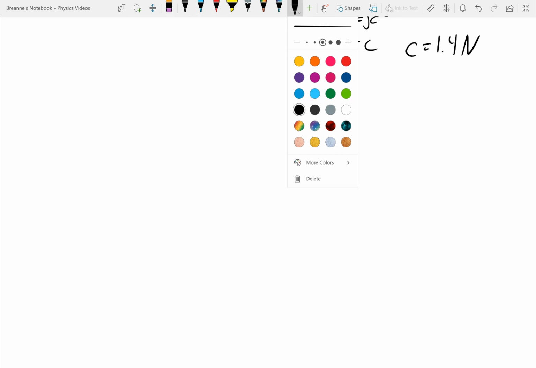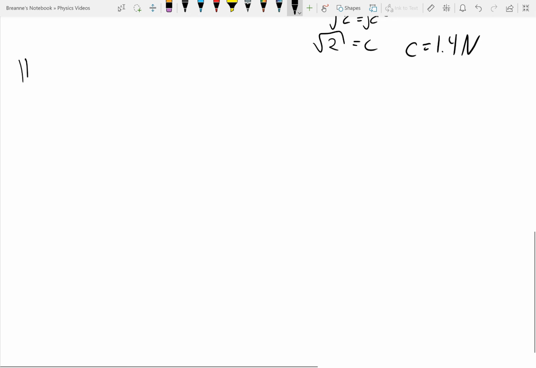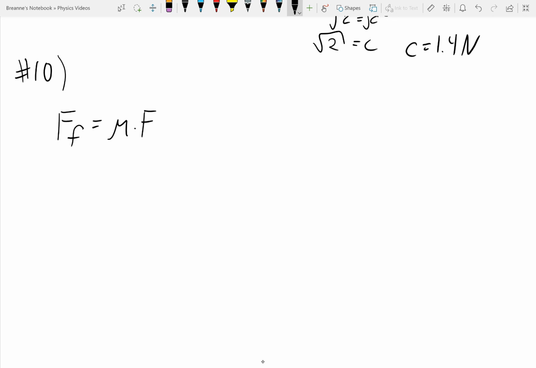Let's look at number 10. So, number 10. Let's read it. A 90-kilogram hockey player is skating east on steel skates. The coefficient of friction is 0.02. The force of friction on the ice is, so we need to find force of friction. So we look at our equations. We see that force of friction equals mu times your normal force. We know mu.